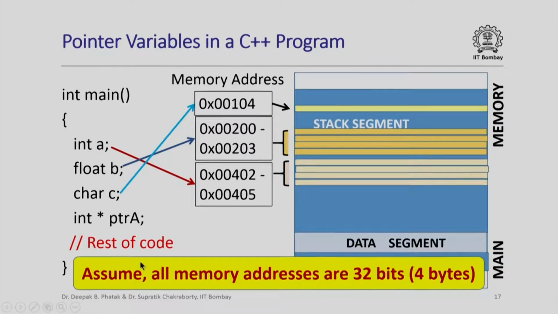Now, let us for the time being assume that all memory addresses on our computer are 32 bits. So, all memory addresses can be represented by 4 bytes. So, then how many bytes would I need to store the value of pointer A?